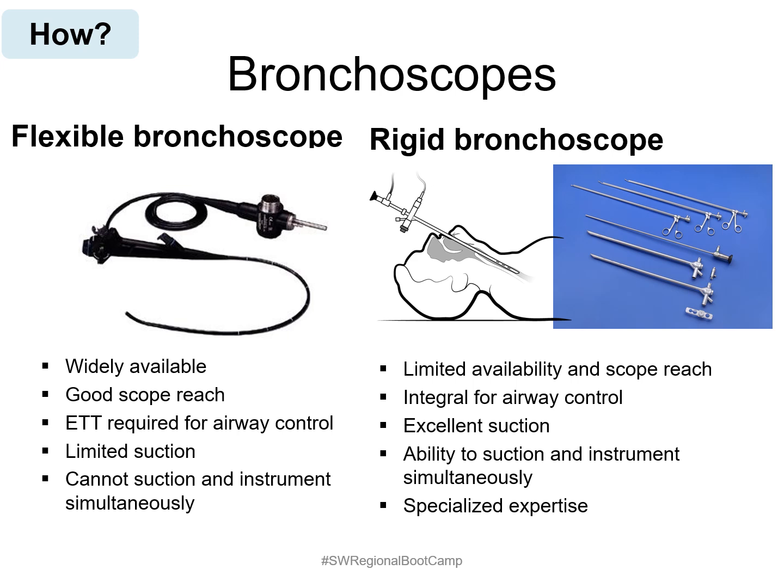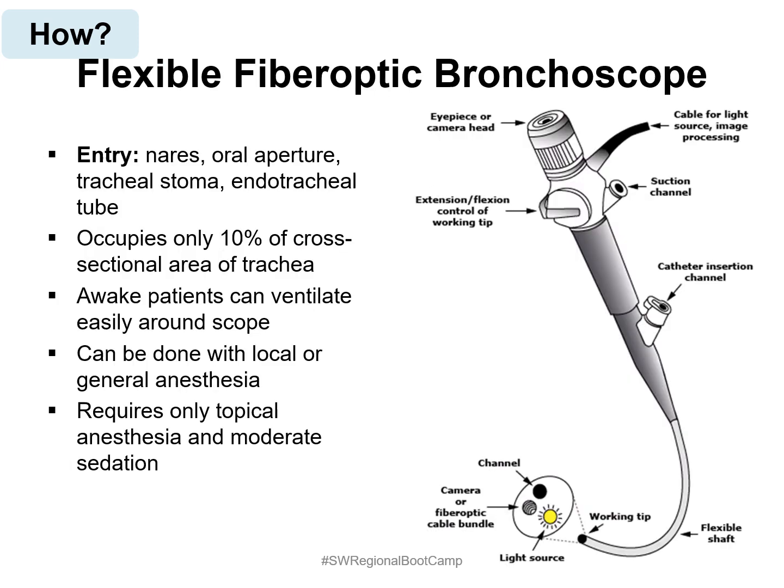As a general pulmonary critical care fellow, you will primarily use flexible bronchoscopy. As a result, this course will focus on that as well. This diagram highlights some of the key structures of the flexible bronchoscope. At the most proximal end is the eyepiece or camera head, as well as the cable for the light source and image processing. Just below this is where you will hold the scope, noting a lever to manipulate with your thumb that controls the extension and flexion of the scope's tip.